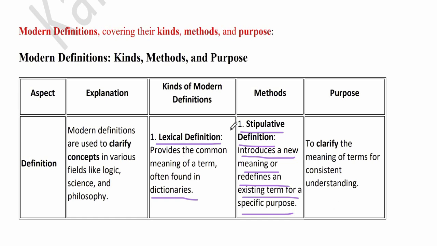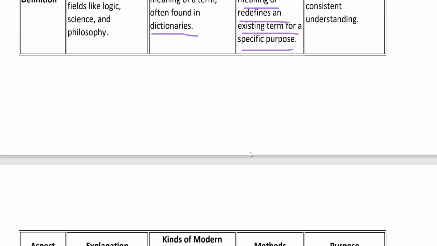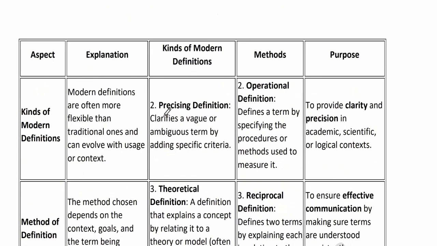Lexical definition is a dictionary meaning of a term. Stipulative definition is a new meaning of a term, introducing a new meaning of a term or redefining an existing term. Okay. Second is precising definition and operational definition. We have both.